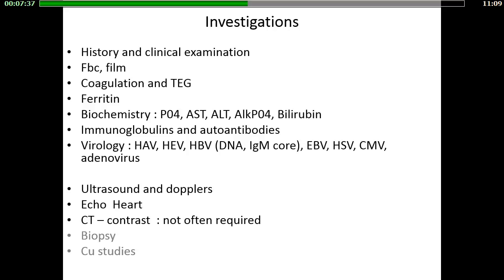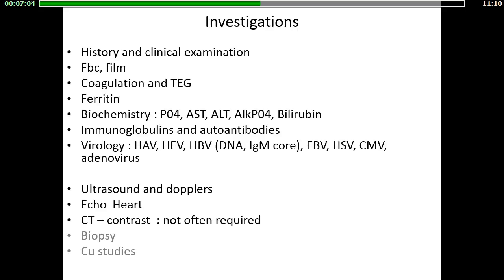Is there ascites? A full blood count and film for hemolysis. A coagulation profile and thromboelastography. A ferritin is really useful. It helps, one, in terms of the severity of the liver injury, but also as a differential for hemophagocytic syndrome. Full biochemistry, immunoglobulins and autoantibodies, the viral screens with DNA for those viruses. Ultrasound of the liver, looking at Dopplers and flow, portal vein, hepatic vein, interrogating the heart.